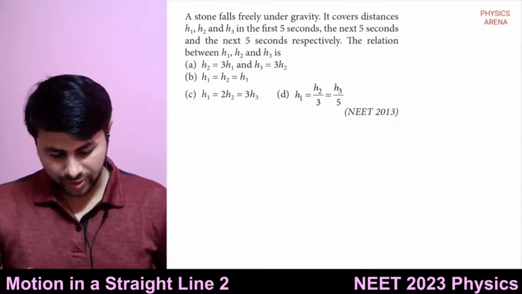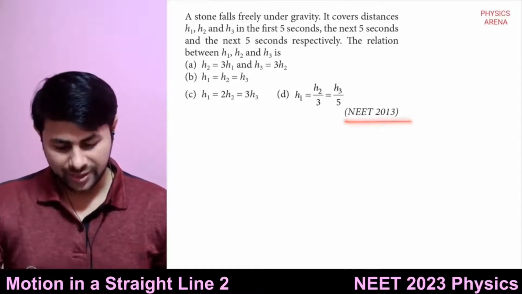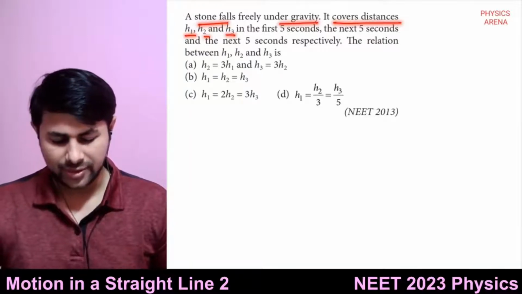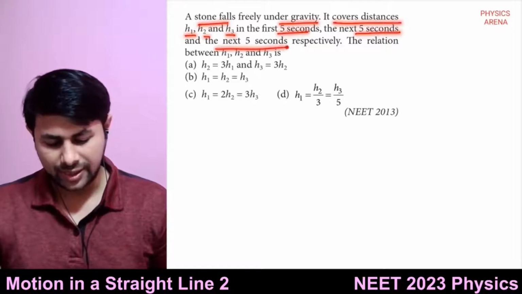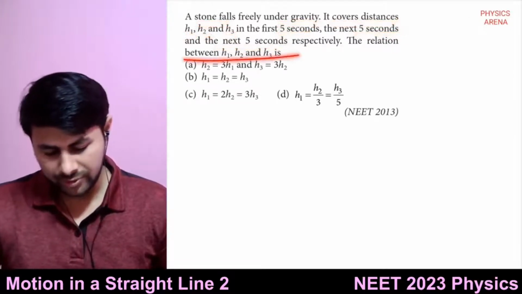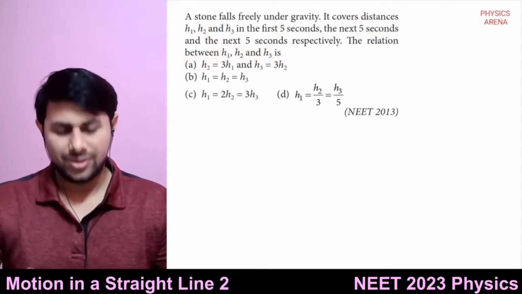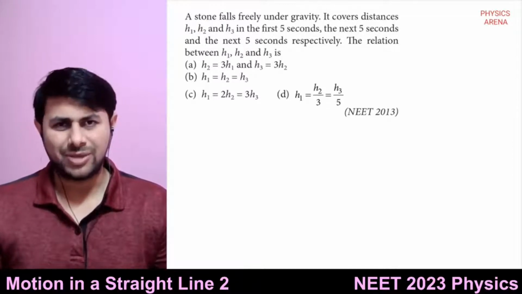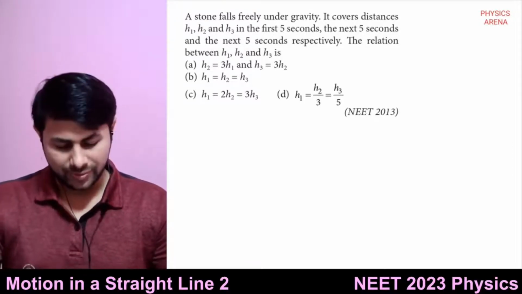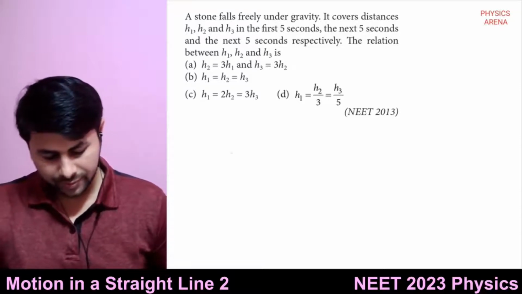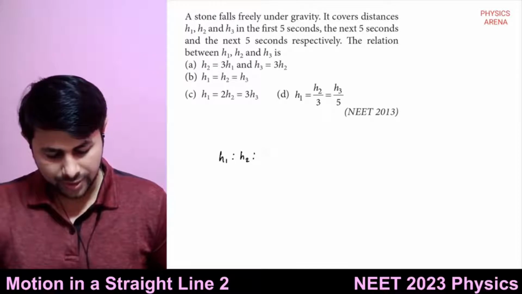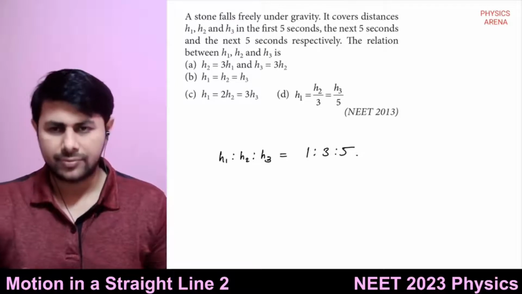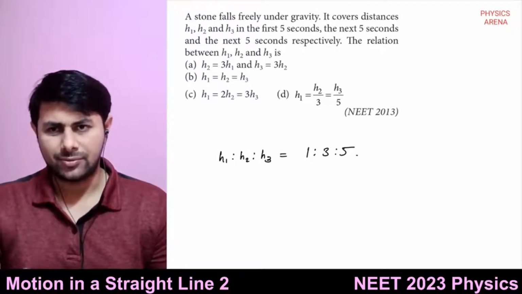Let's move on to the next problem. A stone falls freely under gravity. It covers distances of h1, h2, h3 in the first 5 seconds, next 5 seconds, and next 5 seconds respectively. The relation between h1, h2, h3 is. Here we can apply Galileo's law of odd numbers. What will be the ratio? h1 is to h2 is to h3 is equal to what? 1 is to 3 is to 5. Right? This will be the ratio.